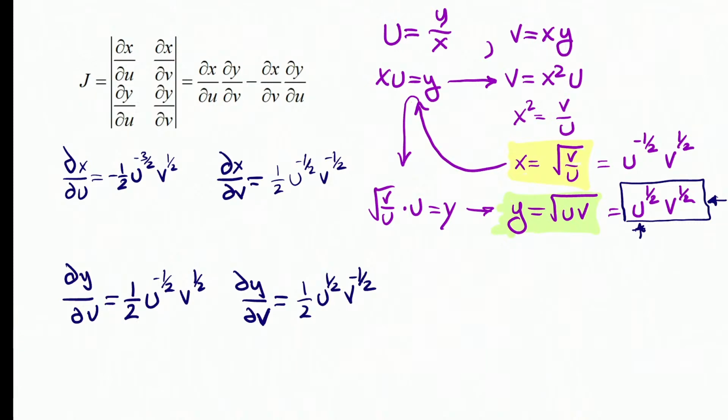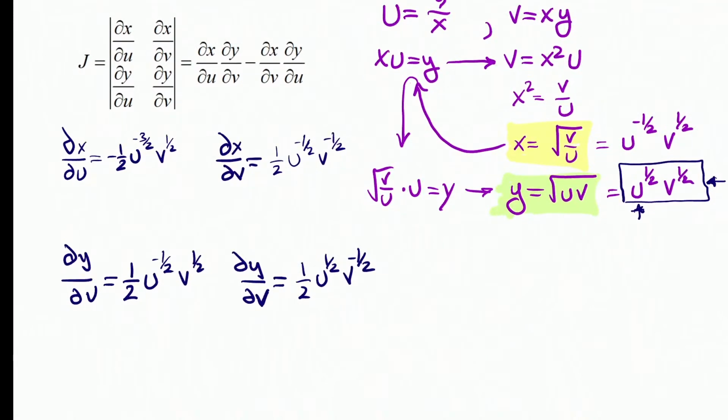I will use the formula because, well, the matrix is just one extra step since we've got the thing right there. So let's see if I can get this sorted. We have derivative of x with respect to u, that's negative 1/2, u to the negative 3/2, v to the 1/2, times derivative of y with respect to v, that's 1/2, u to the 1/2, v to the negative 1/2. I have it correct so far.